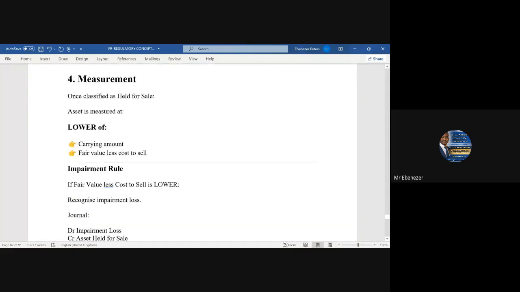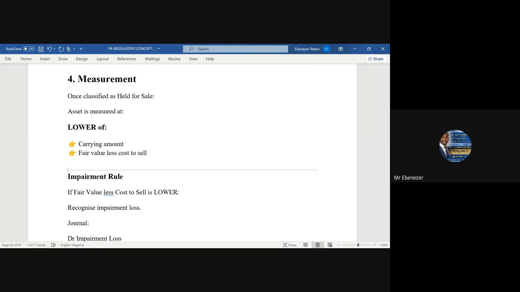Measurement. Once you have classified an asset as held for sale, the asset is measured at the lower of the carrying amount and fair value less cost to sell. That is to say, and I've told you before, measurement means how do you calculate the value? So it will always be at the lower of the two, between the carrying amount and the fair value less cost to sell.